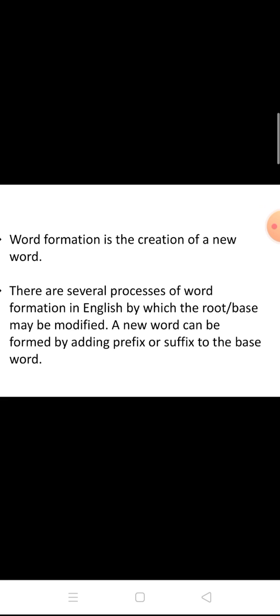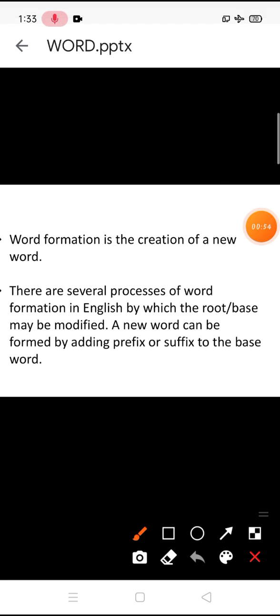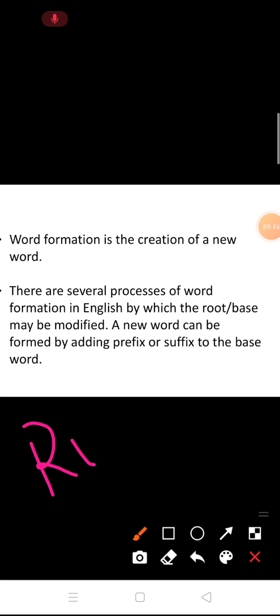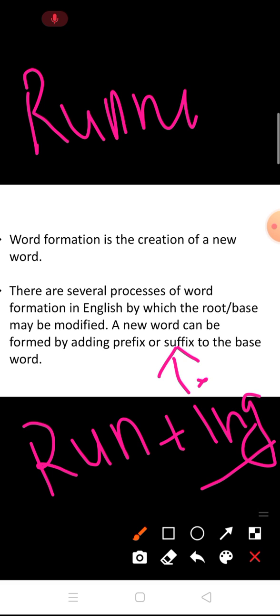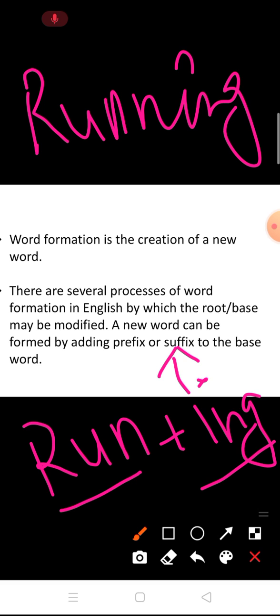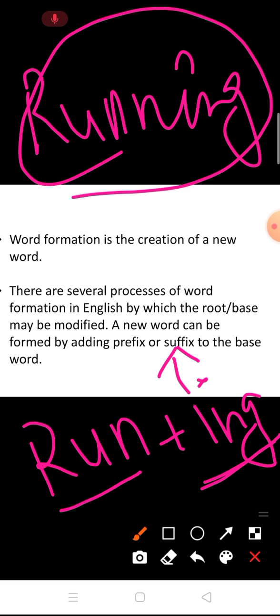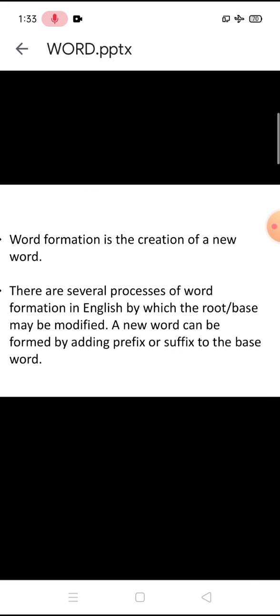So for example, if I give you a word like run, and I add ing to it, here ing is a suffix because we are adding it at the end. So the new word we get will be running. So here a new word is formed, that is running. We have the base word, we have the suffix, and a new word is formed. So this is how word formation is done.